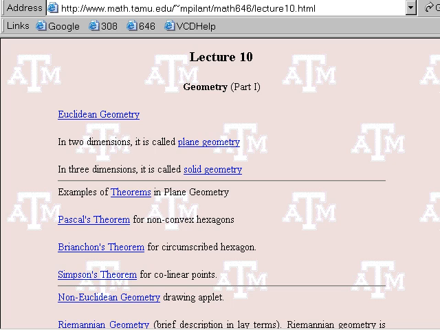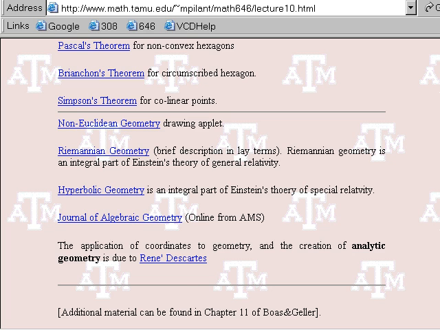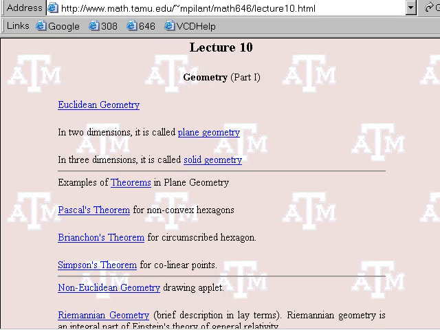Okay, so that's a series of 10 limit problems. I posted them a little bit later, so they'll be due a week from today, so you'll have the weekend, 7 days to do that. The next chapter in the Boas and Geller that I want to cover is chapter 11. This is on plane geometry.